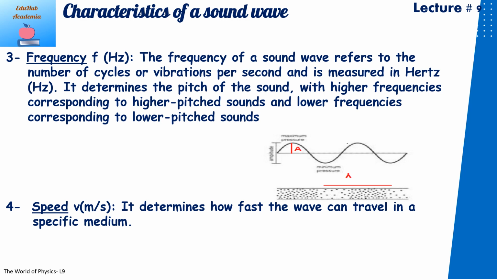Finally, the speed of a sound wave, in meters per second. It determines how fast the wave can travel in a specific medium. Now, what's the relationship between those three basic terms, namely the speed, the frequency, and the wavelength? We say speed v is equal to the product of wavelength lambda times f, the frequency. Using this triangle, we can find any term we want, like frequency equals speed over wavelength, wavelength equals speed over frequency, and speed equals wavelength times frequency.